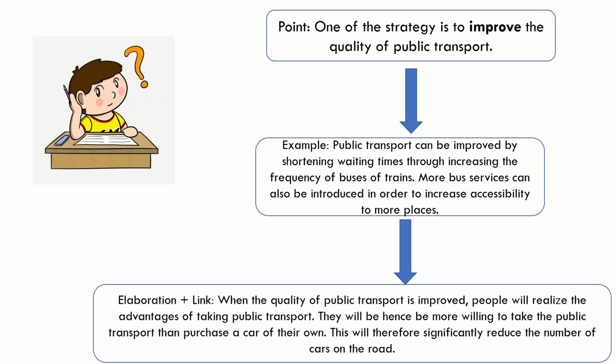So if, let's say, the quality of public transport is improved, there are more buses, more trains, shorter waiting times, then people will realize that it's better to take public transport. The issue of convenience and efficiency is actually met through public transport. Then people would be more willing to take public transport than to purchase a car on their own. This would then significantly reduce the number of cars on the road.